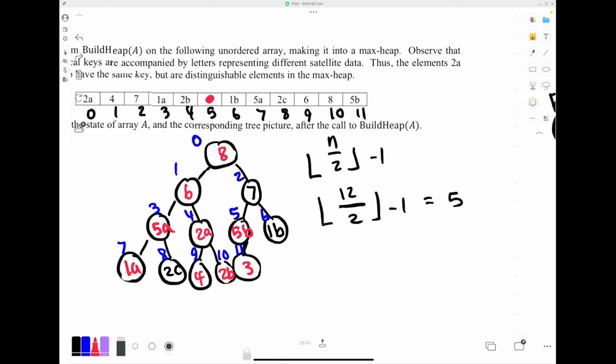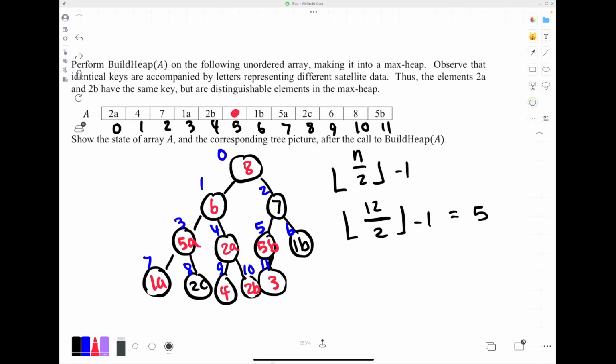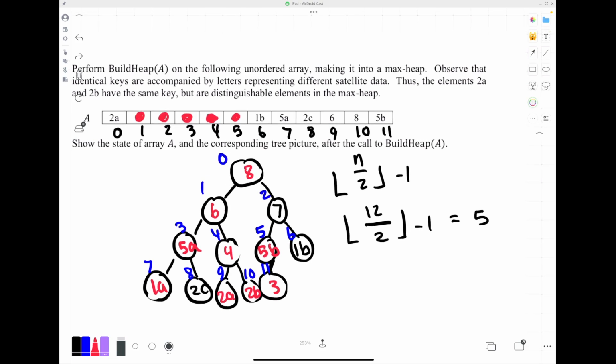So starting at index 5, 5b is greater than 3, perfect, and now we're going to index 4. 2a is not greater than 4, so we can swap them. So 2a and 4. And now we can go to index 3. 5a is greater than 1a, and 5a is also greater than 2c. Index 2, 7 is greater than 5, 7 is greater than 1. We go to index 1, 6 is greater than 5, and 6 is greater than 4. And we go to index 0, 8 is greater than 6, and 8 is greater than 7. Now we look over it again, and it seems like it's perfect. So this should be our answer.